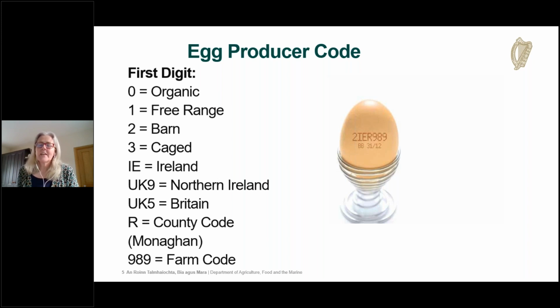The next set of letters that you'll see specify the county. So in this case, on this egg, we have R, which is County Monaghan. And the final set of digits are the unique producer code. So this is the distinguishing code that allows the egg to be traced back to the farm of origin once it's placed on the market.